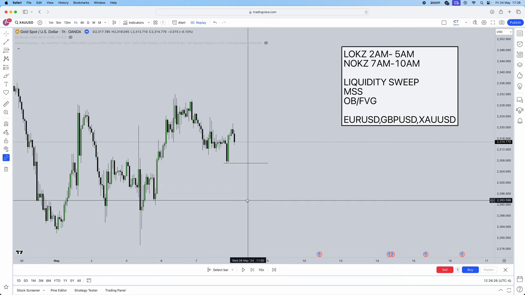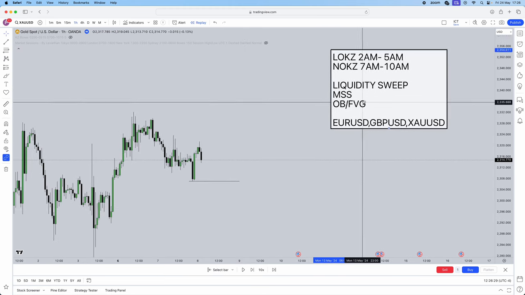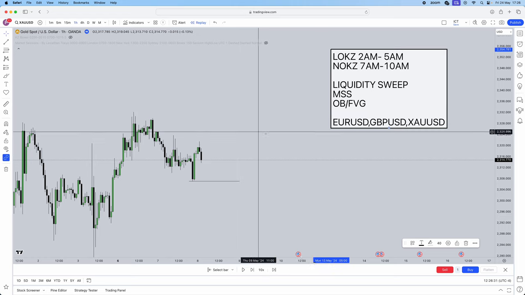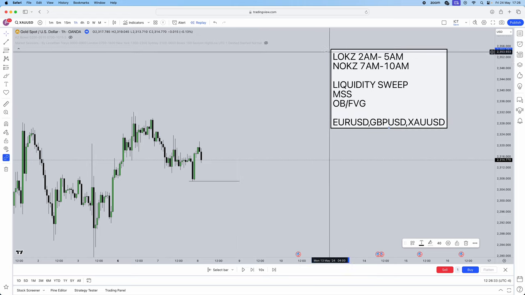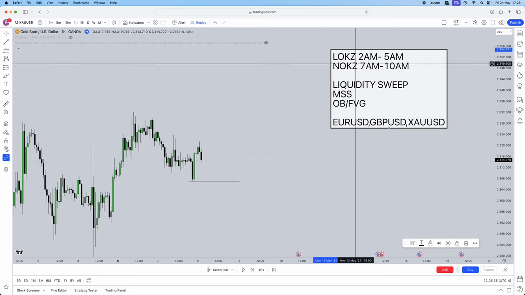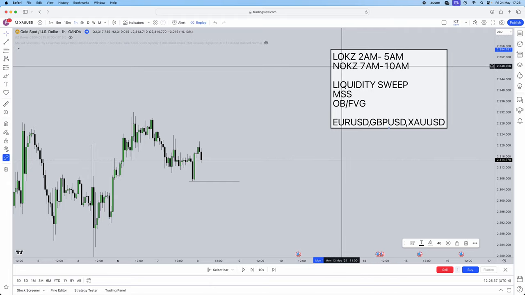So, first things first, right? How was this trade taken? So, first things first, we know that we need to be trading in London Open Kill Zone or New York. Now, one thing is, if you win a trade in London Open Kill Zone, I do always say, if you win, do not start trading New York and don't give back your profits, okay?